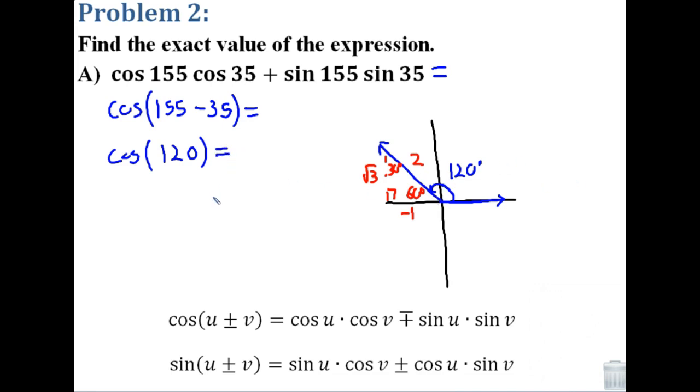Based on that triangle, I can evaluate this cosine of 120. Cosine is just adjacent over hypotenuse. Adjacent is negative 1, hypotenuse is 2. So my answer here is negative 1 over 2.